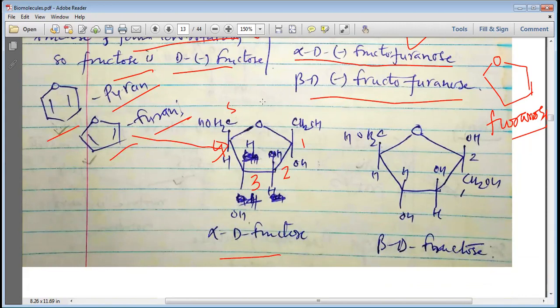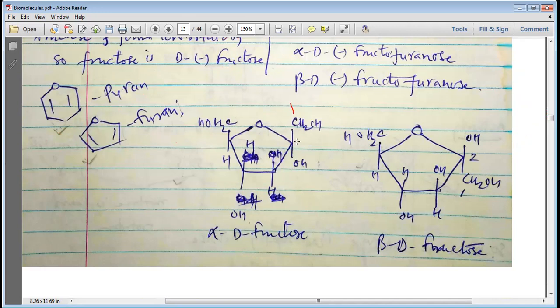Sorry, I made a mistake, my dear students. Let us give the numbers again. This is carbon number 1, this is carbon number 2, this is carbon number 3, this is carbon number 4, 5 and 6. You can see that between carbon number 2 and carbon number 5, we have the oxygen present in between these two.